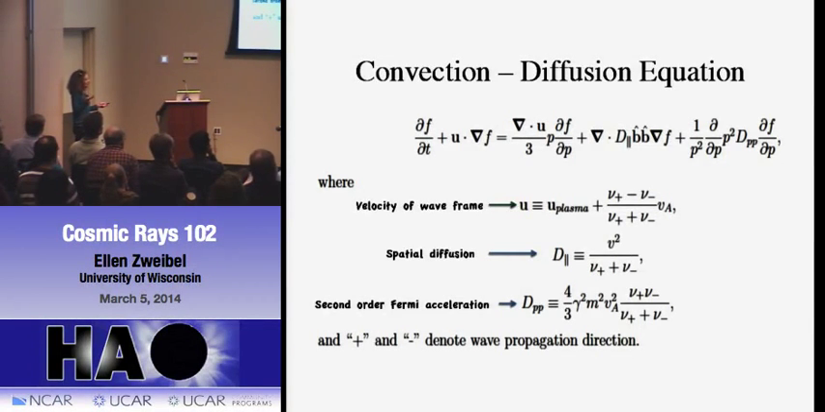V squared is just the particle velocity close to the speed of light. That produces spatial diffusion along the magnetic field. And then finally, we have diffusion in momentum space, which depends on having both forward and backward propagating waves present. So if you have waves of only one sign, the scattering would not produce any changes in energy, but when waves of both sign are present, we basically have the Fermi process, the second order Fermi process.